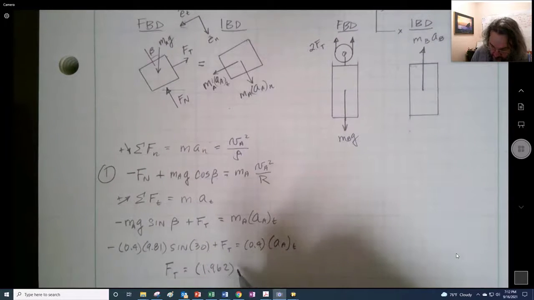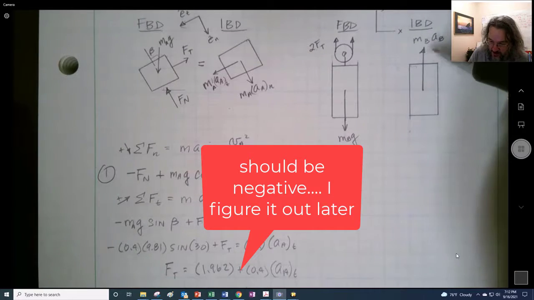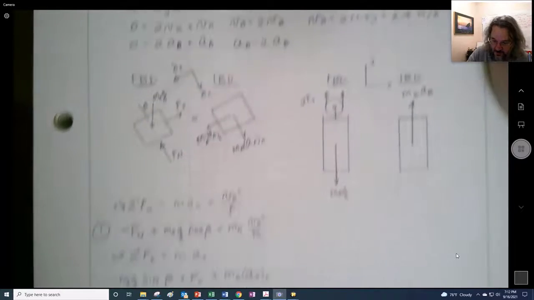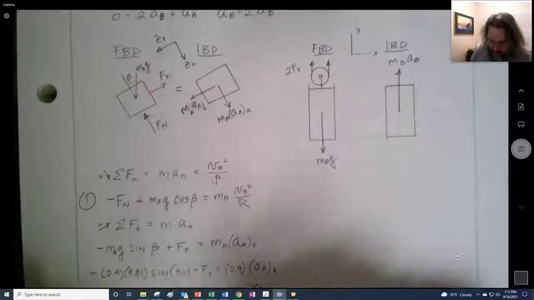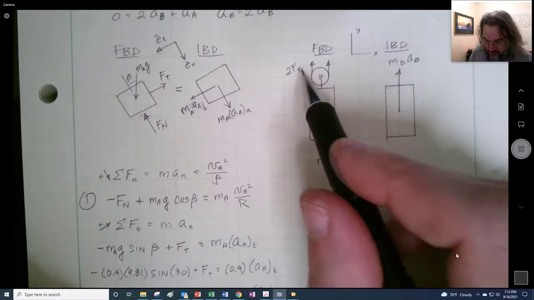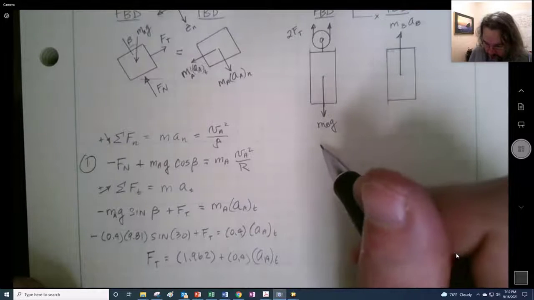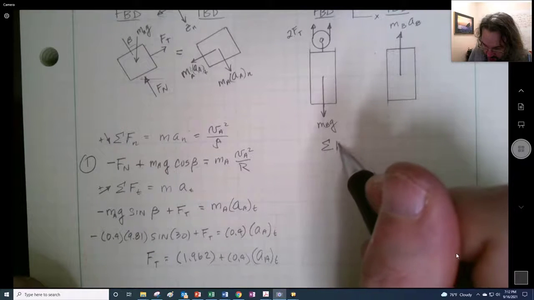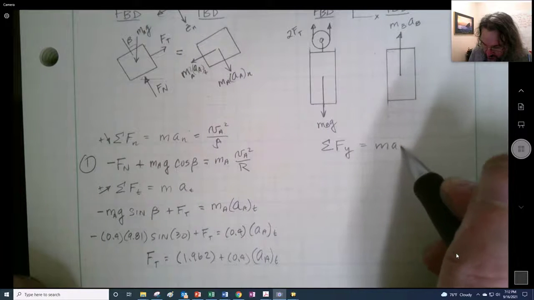And we get 1.962 plus 0.4 acceleration right here. And we know that this acceleration can be related to this acceleration by way of this right here. It's just going to be 2. So when we get to a point down over here where we have the thing in terms of tension, we're going to be able to combine it with this. That's our strategy. So we take the sum of the forces in the y direction is equal to mass times acceleration in the y direction.